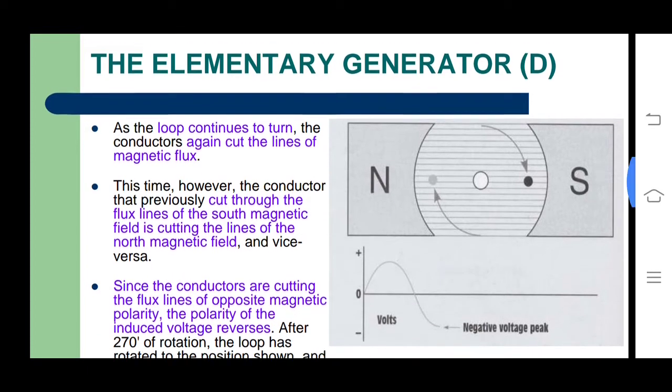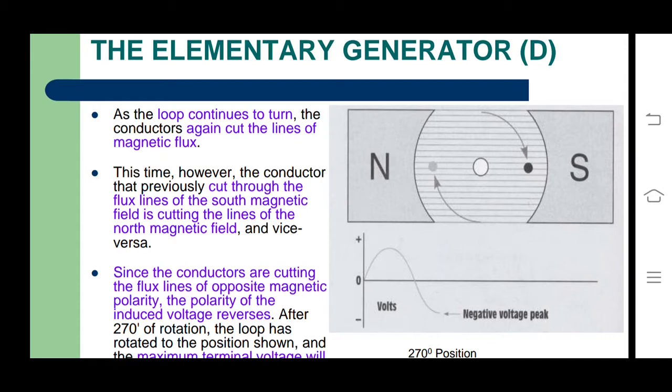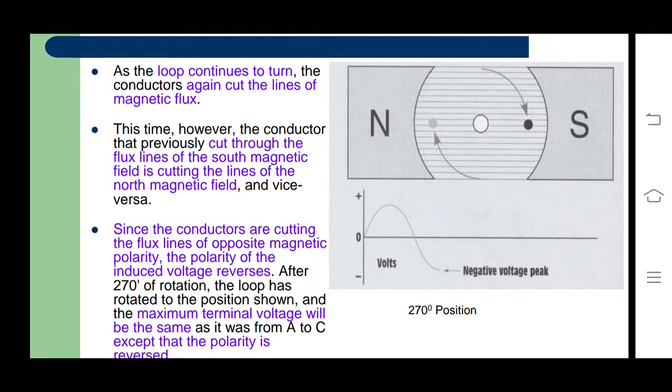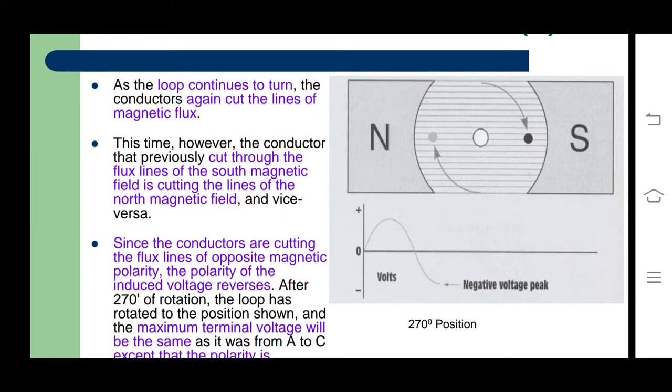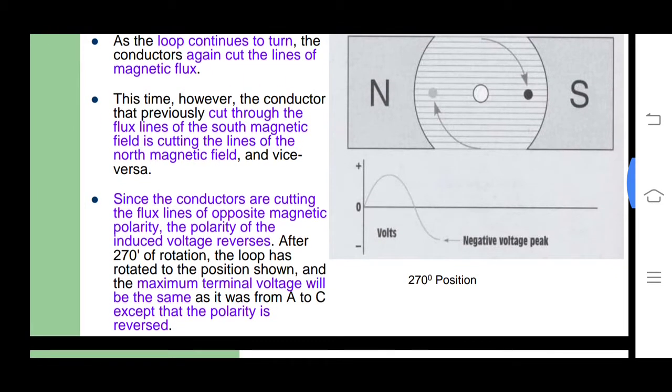As the loop continues to turn, the conductors again cut the lines of the magnetic flux. This time, however, the conductor that previously cut through the flux lines of the south magnetic field is cutting the lines of the north magnetic field, and vice versa. See that? Since the conductors are cutting the flux lines of opposite magnetic polarity, the polarities of the induced voltage reverse after 270 degrees of rotation.